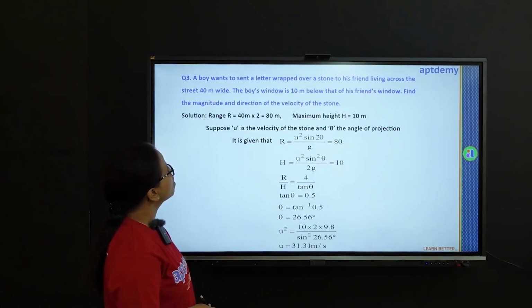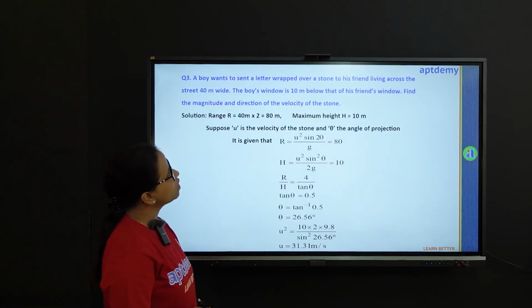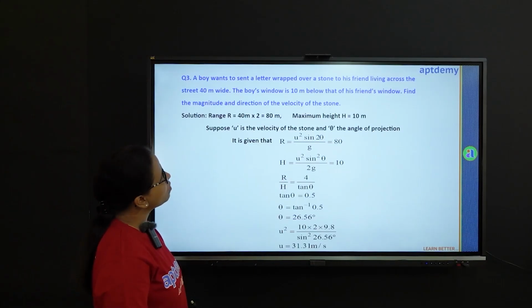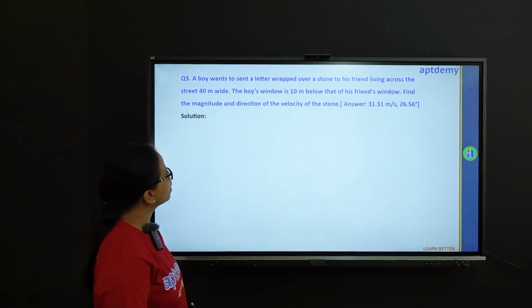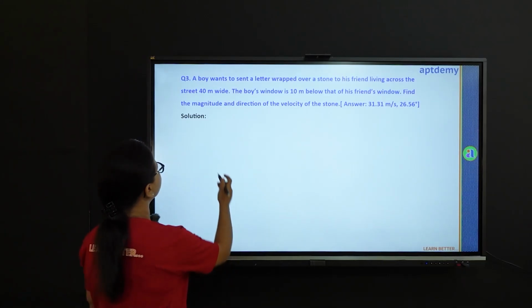Now let us look at some associated numericals. A boy wants to send a letter wrapped over a stone to his friend living across the street, 40 meters wide. The boy's window is 10 meters below that of his friend's window. Find the magnitude and direction of the velocity of the stone. A very interesting problem. Let us try to picturize this.